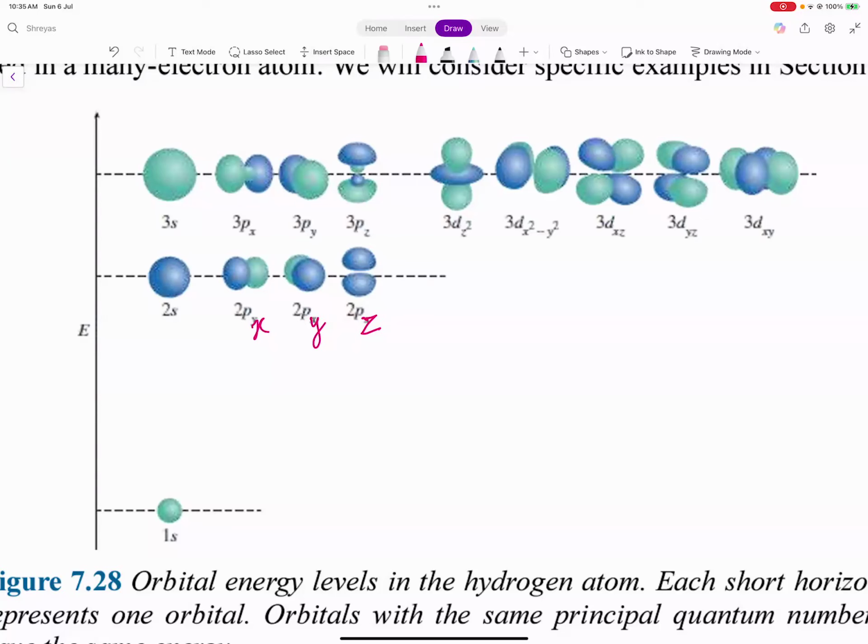For the meantime, we are good enough with this. So that is it: 2px, 2py, 2pz, 3px, 3py, 3pz. Anywhere where we have 3x, that was the game, right?